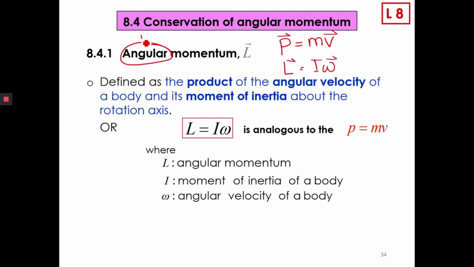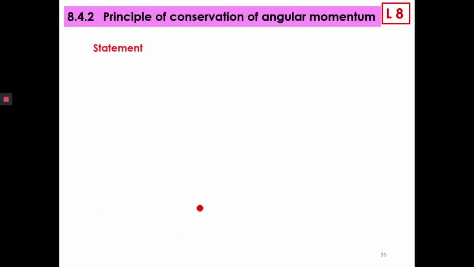The word angular means it involves rotation. Linear is momentum P, rotational momentum, which is angular momentum, is L. It is a vector quantity and the unit is kg m squared s to the power of minus 1.